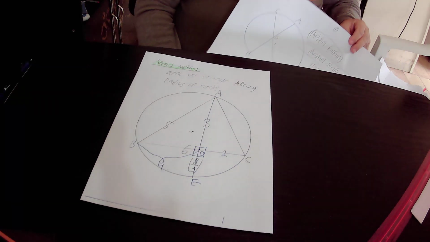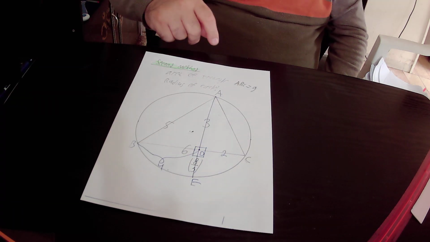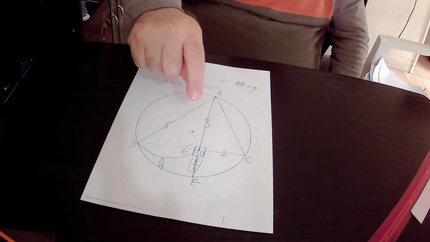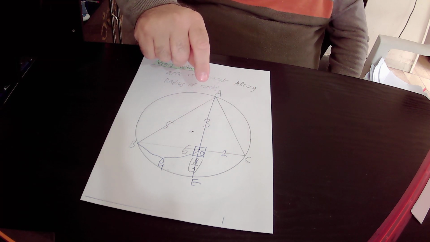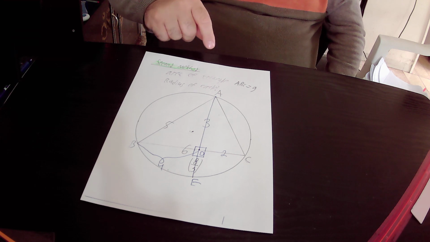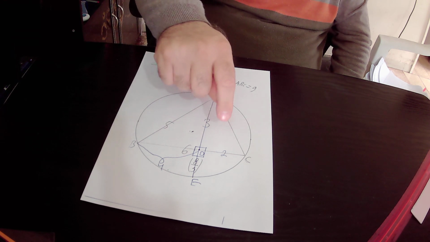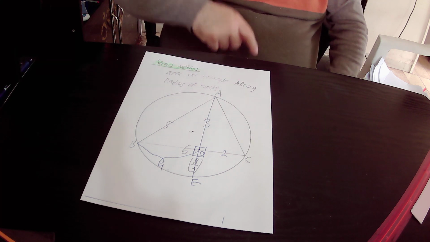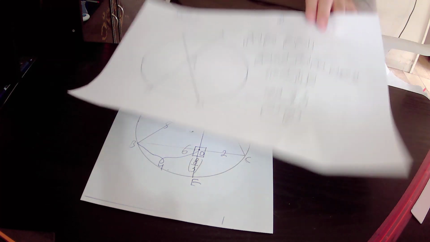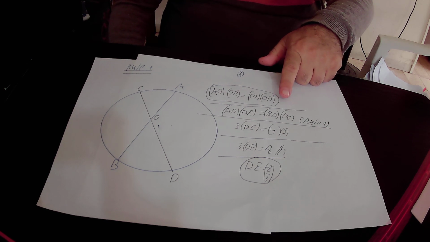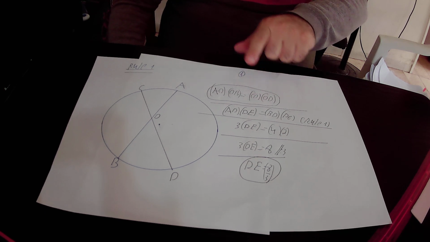You can implement rule number 1 in our drawing, because in our drawing we have chord AE that intersects chord BC at point D. Therefore, according to rule number 1, BD times DC equals AD times DE.